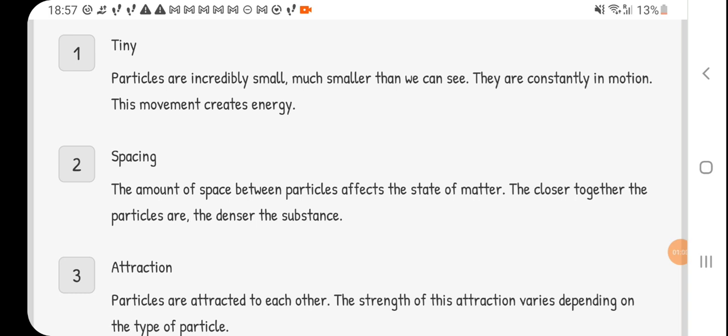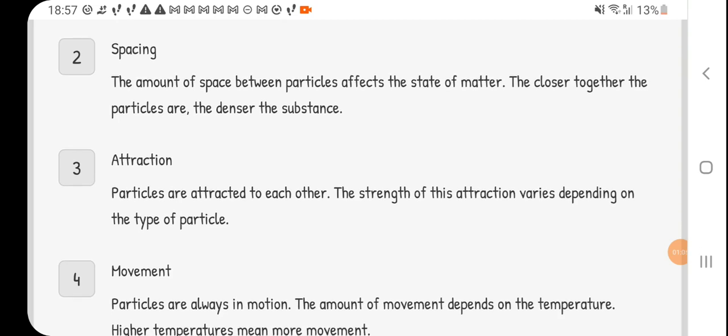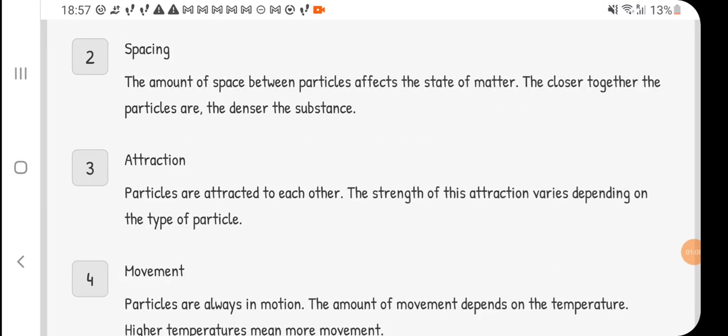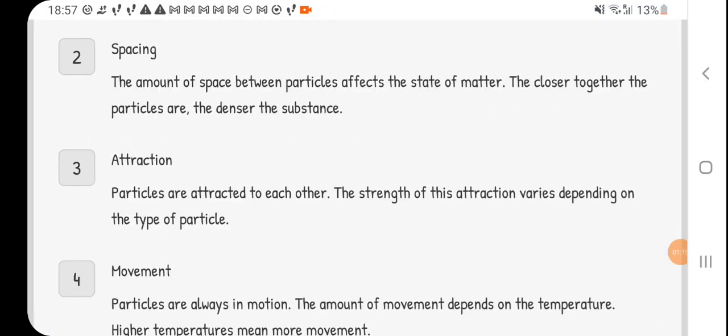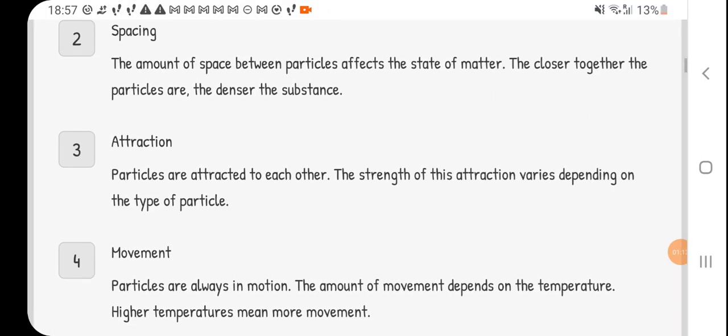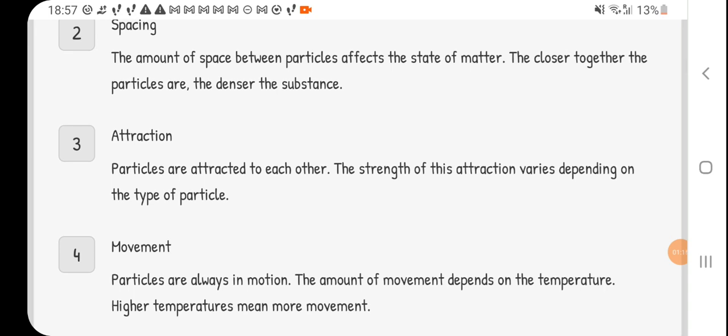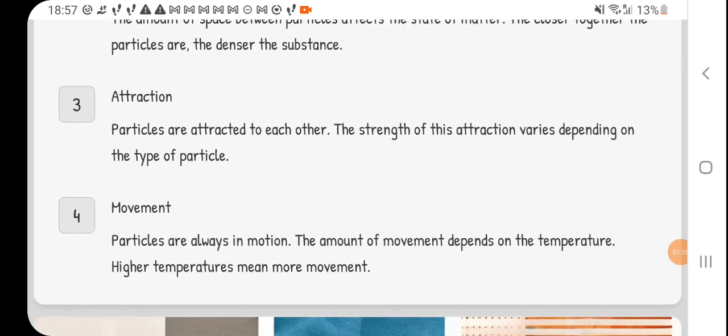They're constantly in motion. This movement creates energy. Spacing. The amount of space between particles affects the state of matter. The closer together the particles are, the denser the substance. Attraction. Particles are attracted to each other. The strength of this attraction varies depending on the type of particle.